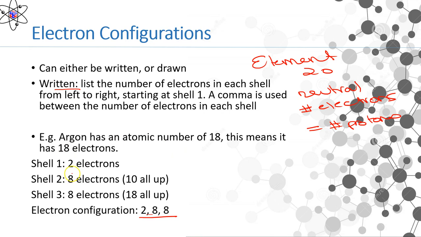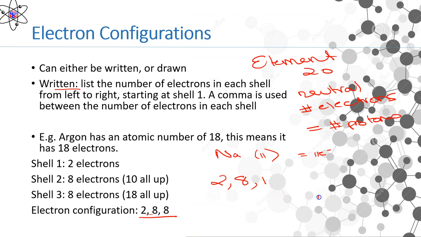So this means that in shell 1, remember we said it can hold a maximum of 2 electrons. So if I was doing our good old friend sodium, remember it had atomic number 11, so it's going to equal 11 electrons that I need to put. Okay, then the first shell can hold 2, the second shell can hold 8, so I'm at 10, and then I'm out of space in the second shell, so I'm going to put one in the third shell. So 2, 8, 1 would be the electron configuration for sodium.